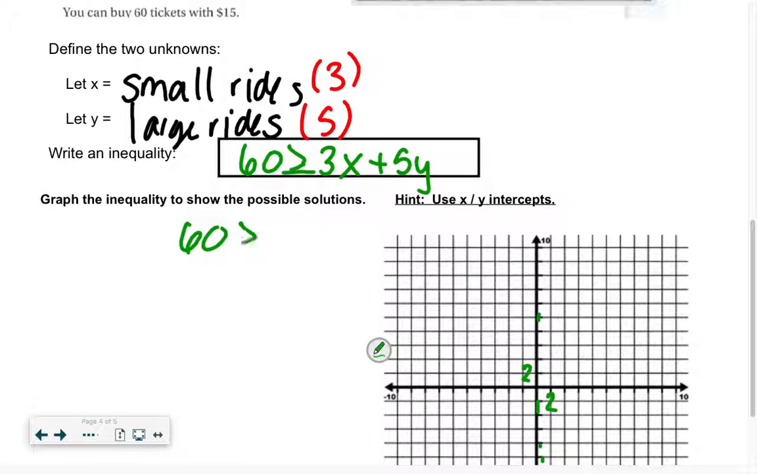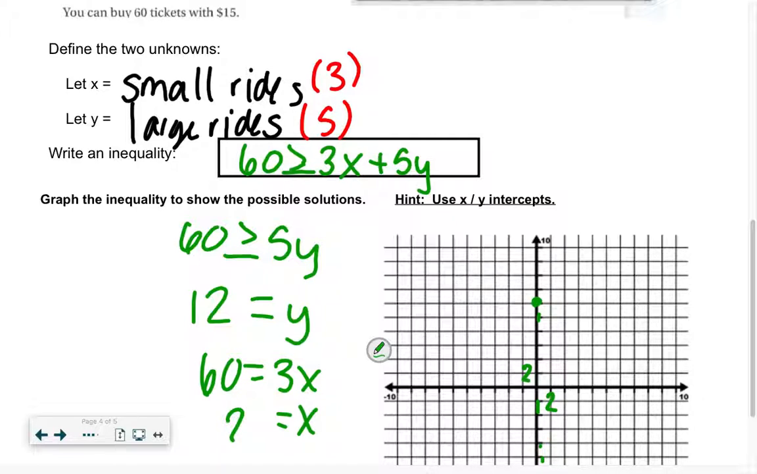So if I plug in 0 for x, what is y if I solve that? 12. You don't need the less than or equal, that's fine. So I'm going to go up 12 on my y-axis: 2, 4, 6, 8, 10, 12. And I'm going to do the same thing with y. If I cover up y, I have 60 equals 3x, and I get 20. So I go out 20.